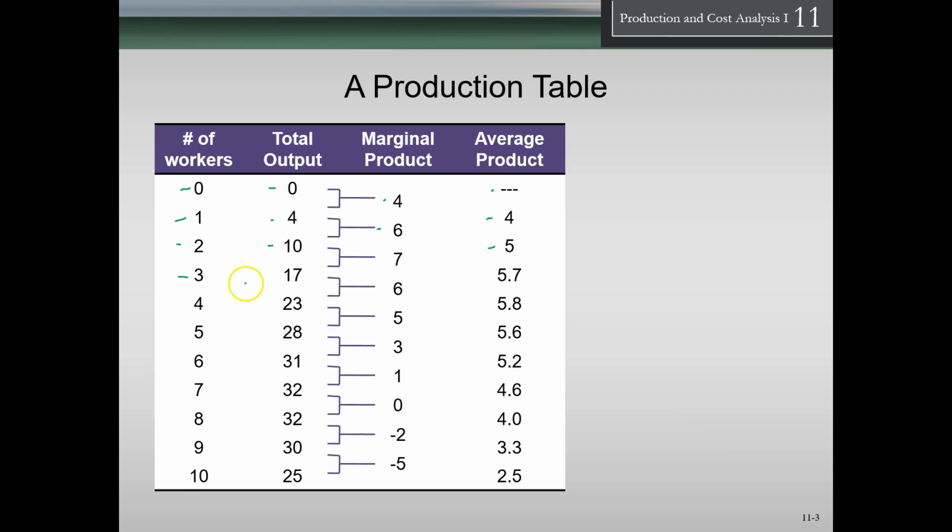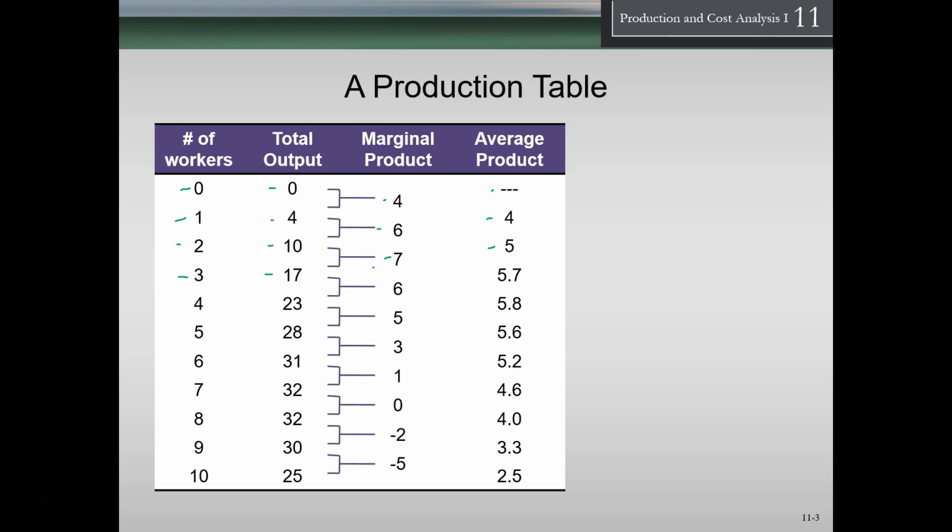Now we have 3 workers, and we're going to say that they produce 17 burgers now. So what's the marginal product? Well, we're going to take the 17 minus where we were at last time, and that means we have 7. So there's a change in 7. And of course, you could divide that by the change in the input, which is 1. So we just have 7 over 1, which is 7.